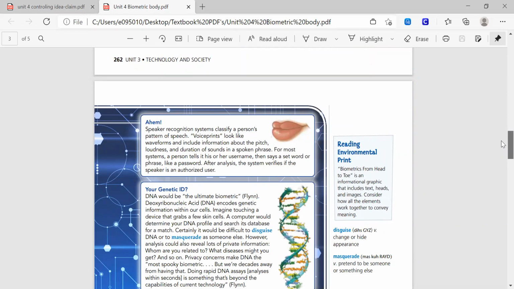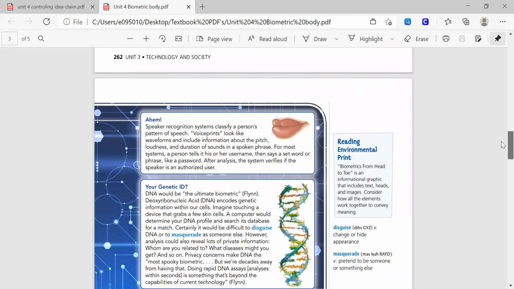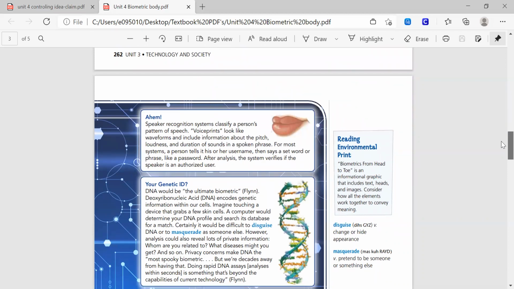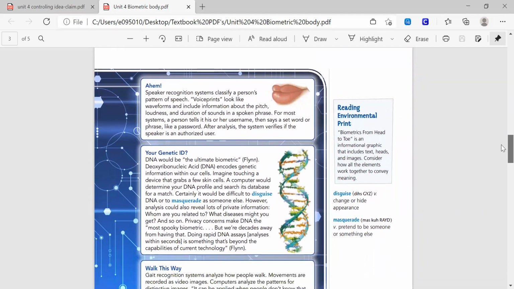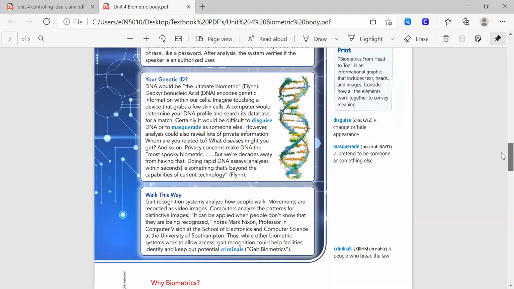Speaker recognition systems classify a person's pattern of speech. Voice prints look like waveforms and include information about the pitch, loudness, and duration of sounds in a spoken phrase. For most systems, a person tells his or her username and then says a set word or phrase, like a password. After analysis, the system verifies if the speaker is an authorized user.